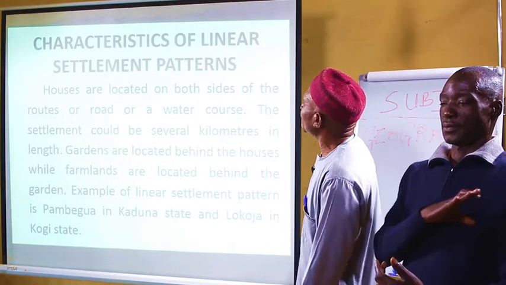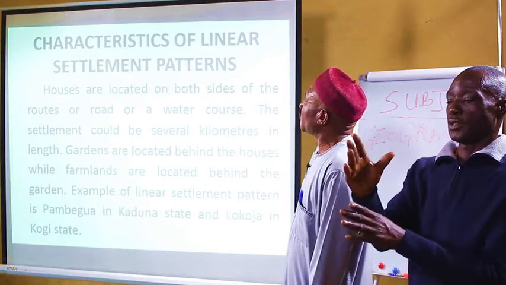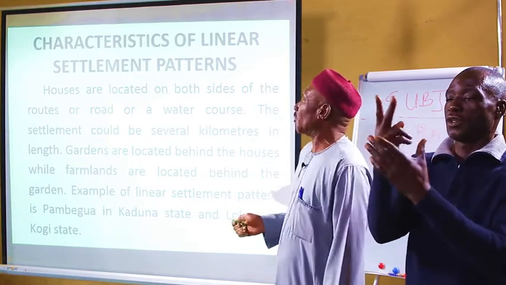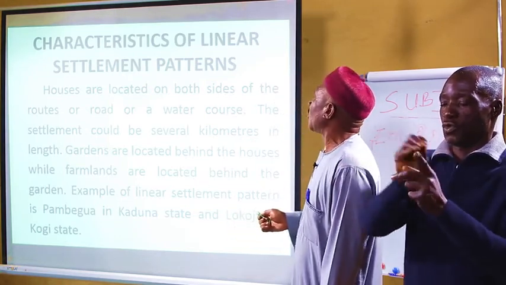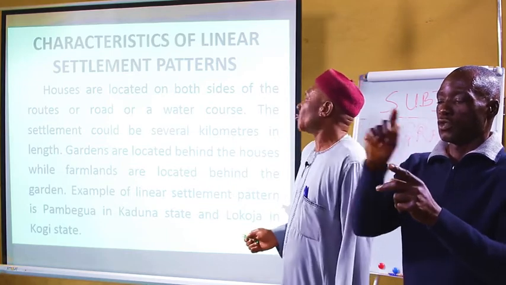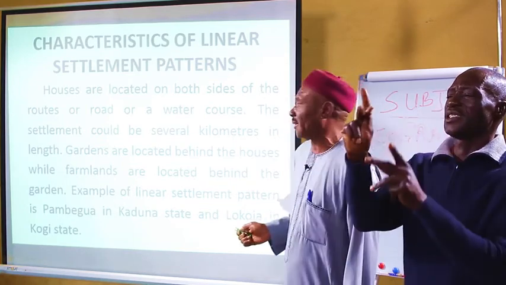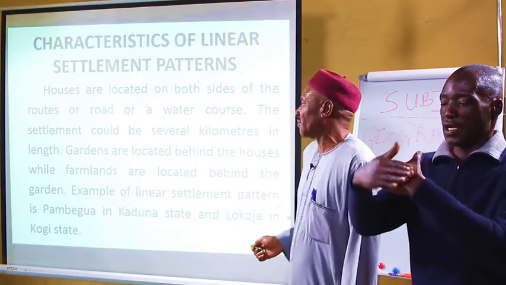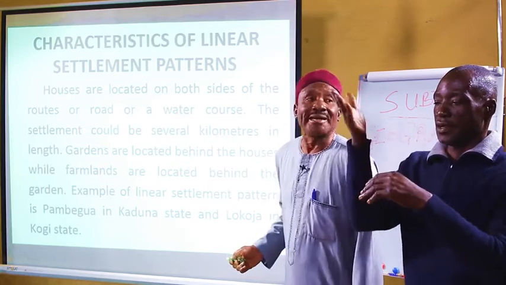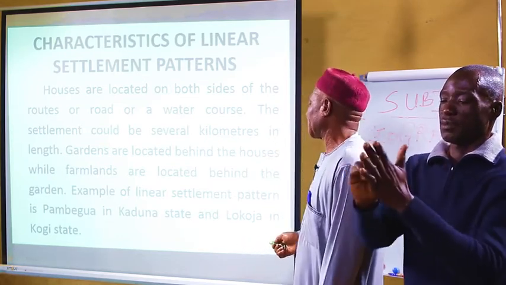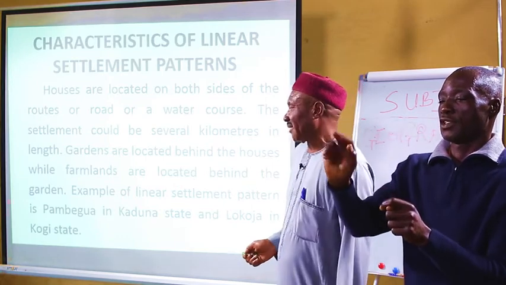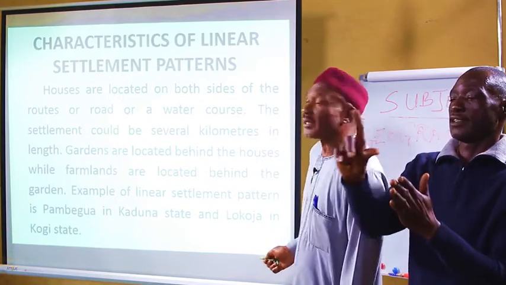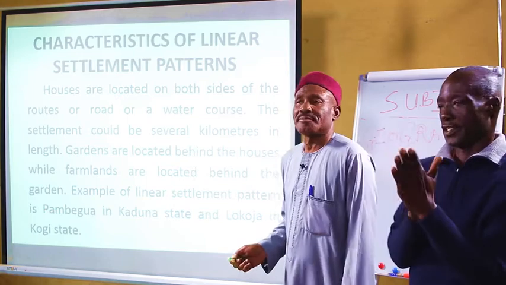The third is linear settlement, where you find houses located on both sides of a road or route or a watercourse. The settlement could be several kilometers in length. Gardens are located behind the houses, while farmlands are located behind the gardens. Examples of this kind of linear settlement pattern are Pambegwa in Kaduna State and Lokoja in Kogi State.